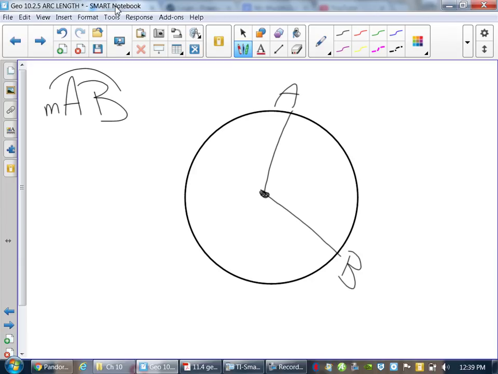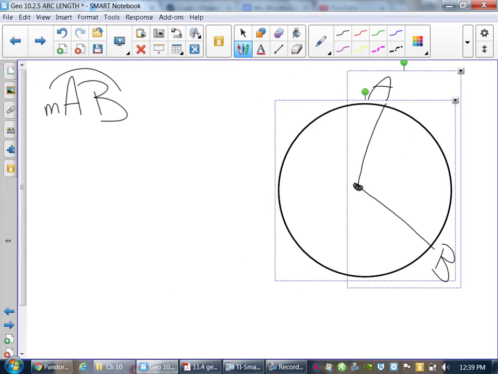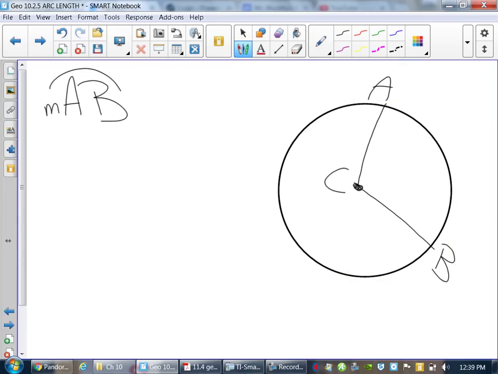Dealing with the arc measure, the measure of an arc was always equal to the measure of its central angle. So in this case here, the measure of this arc equals the measure of the angle that's created by it.